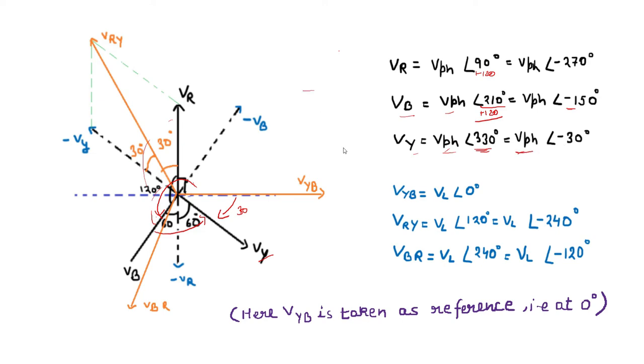So this is basically how the phasor diagrams are drawn, and once you learn how to draw them, you can calculate these quantities very easily. You have just seen that by knowing only this value, we have calculated all these values.